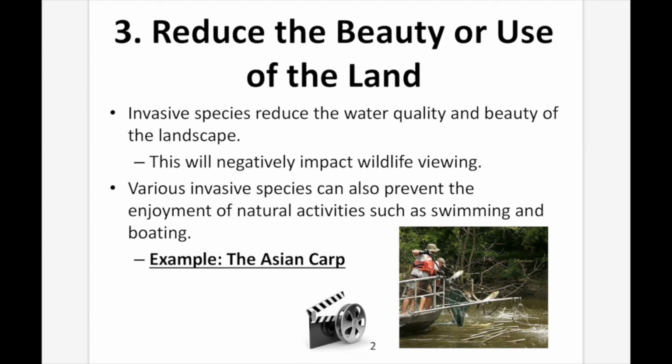So to get a better idea of what these guys do, pause the video and watch number 2. You can see how big they are. And the thing is, they jump out of the water, and they're these huge things, and they jump out of the water when they get disturbed by things like boats and other people. So again, pause the video, watch number 2, and you'll see what I mean.